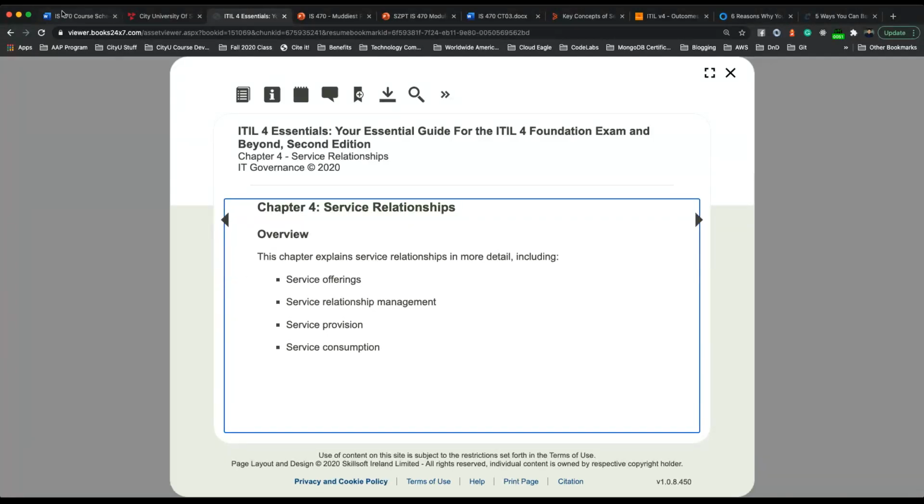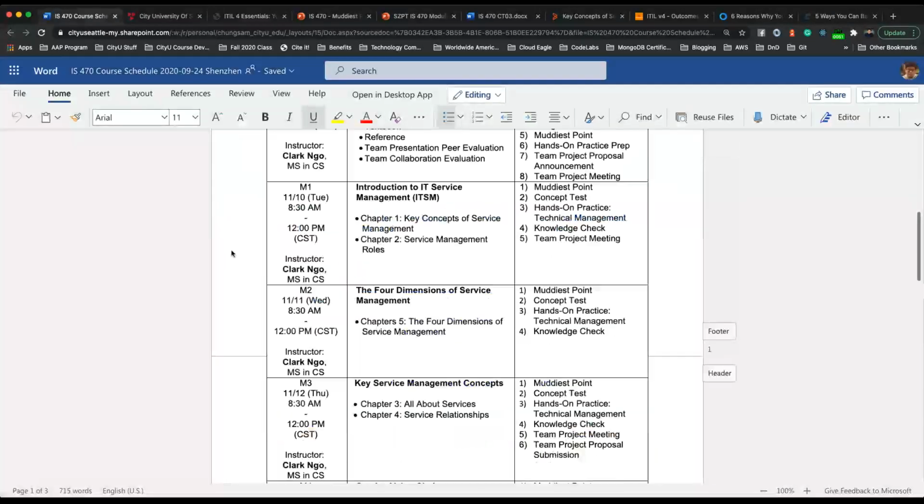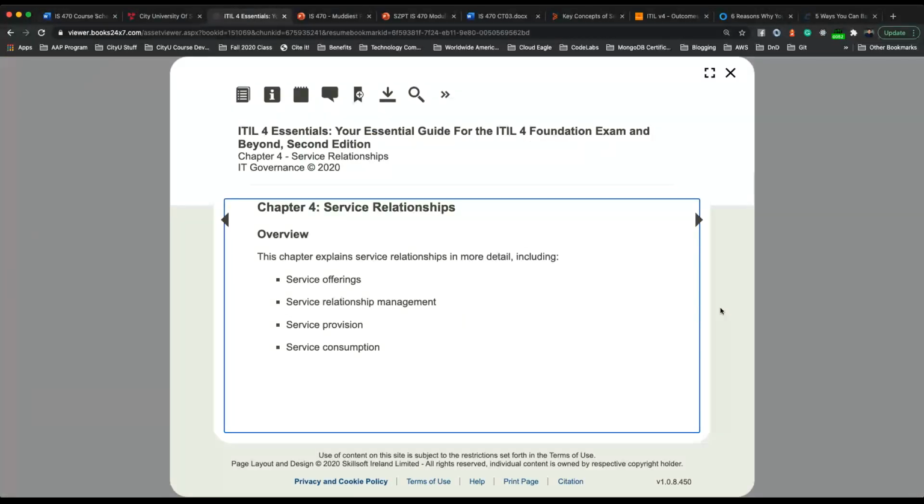So let's see, to what chapter are we? Okay, we still have chapter 4, and we do have the following: service offerings, service relationship management, service provision, and service consumption.